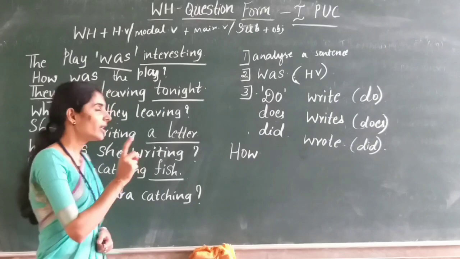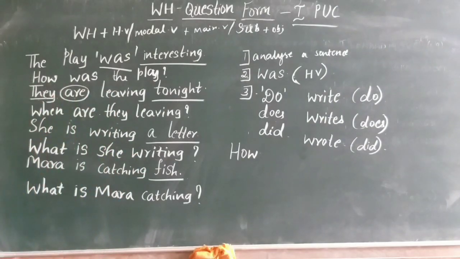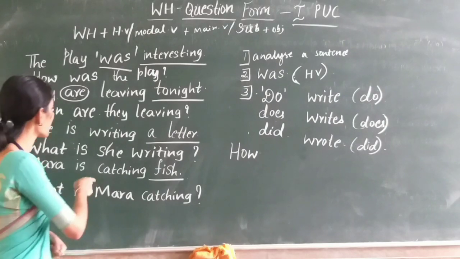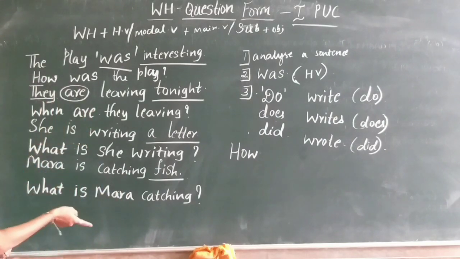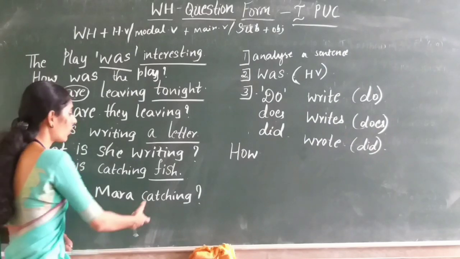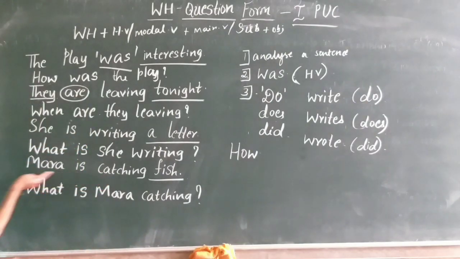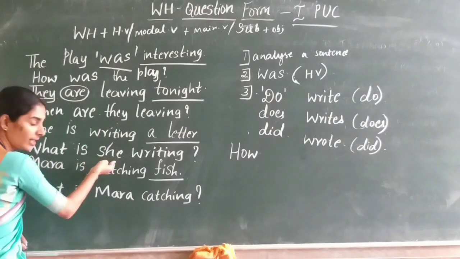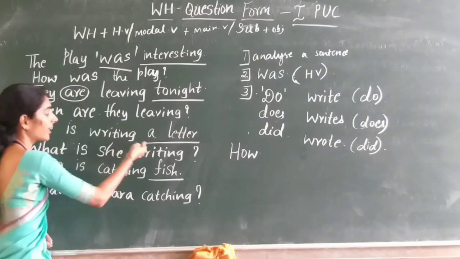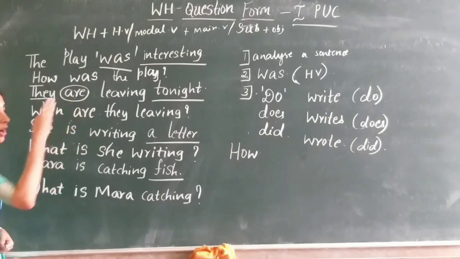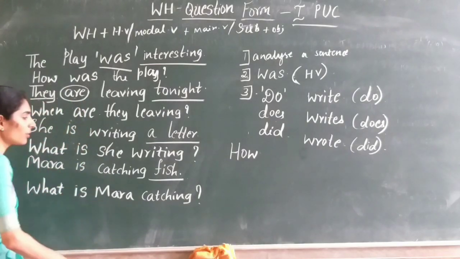Just follow the structure. WH and then helping or modal verb, and then there should be subject and then verb, or just object. Main verb or main object. So this is the structure. WH and then helping verb and then subject and then main verb or main object. Okay. This is how you need to follow.